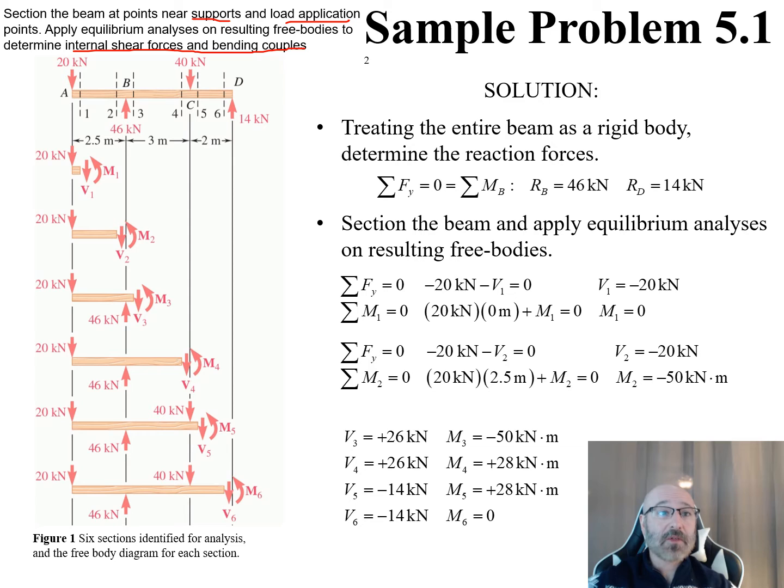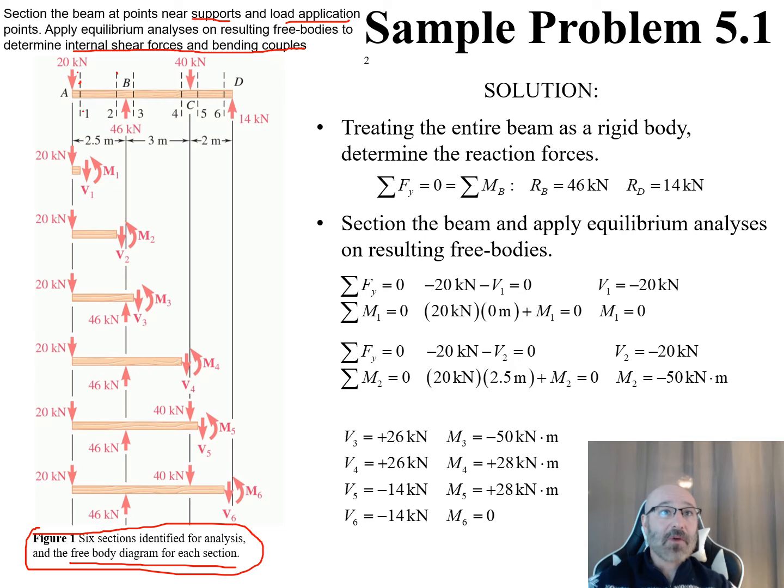As you can see in this figure 1, we have 6 sections identified for analysis in the free body diagrams for each section. Again, this is points near supports and load applications. So we section it right near that, and you can see our dotted line right here. We call that 1.